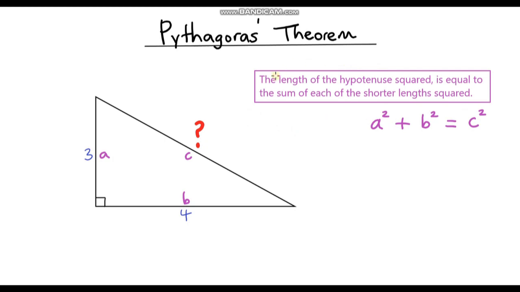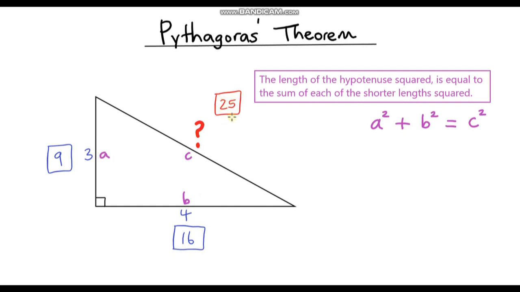So we know, according to Pythagoras' theorem, that this squared plus this squared is equal to the hypotenuse squared. So the first thing I'm going to do is square each of my side lengths. What is 3 squared? Well, that will give us 9, and 4 squared is 16. Now we've squared each of our side lengths, we just need to add them together, and that will give us this side length squared. So what is 9 plus 16? Well, that will give us 25.